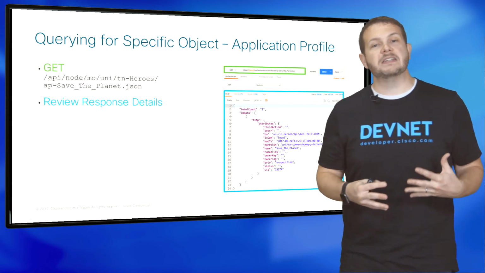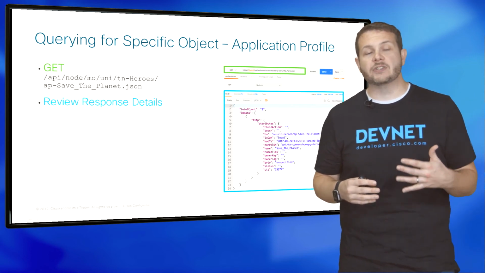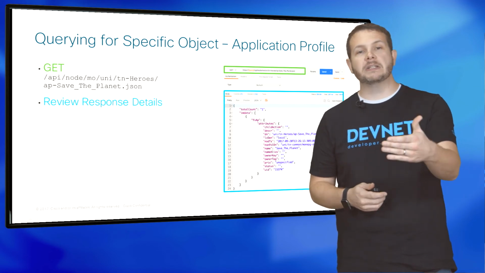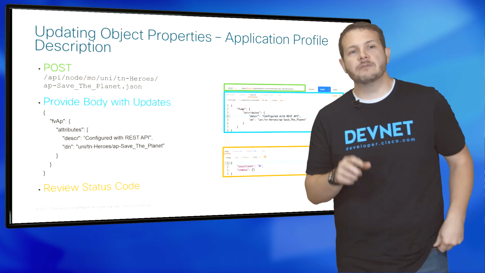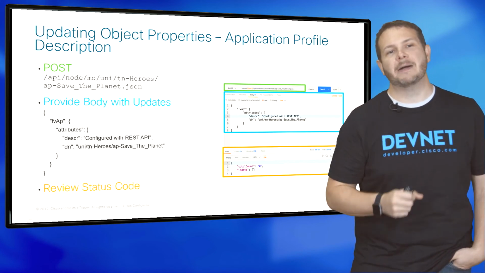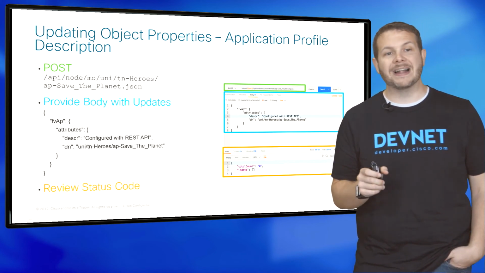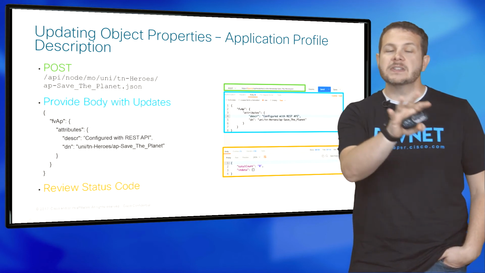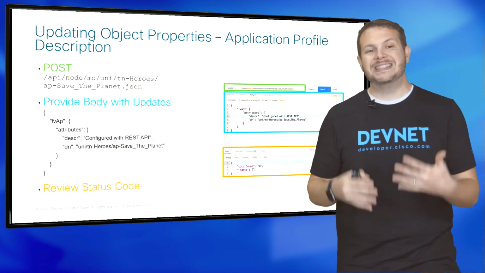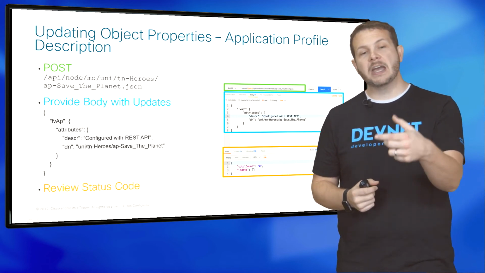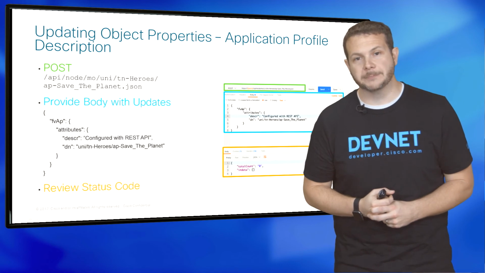Now, this is a REST API, which means we have the ability to not just retrieve information, but edit details. So by using and building on this GET request, let's convert this to a POST request where we provide updates back into the object model. In this case, we'll provide a new description configured with the REST API. You'll notice inside of the body, we don't have to provide the full details for this object. We do need to provide the distinguished name and then whichever attributes we want to update.